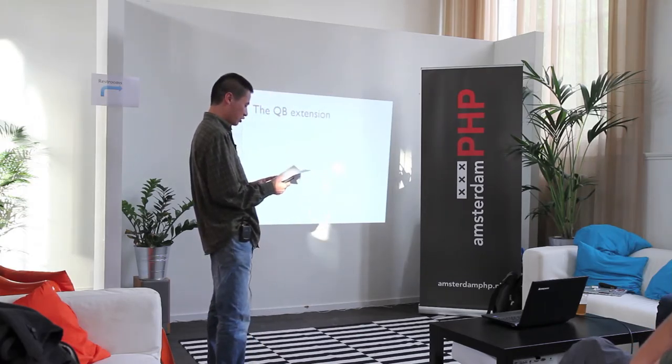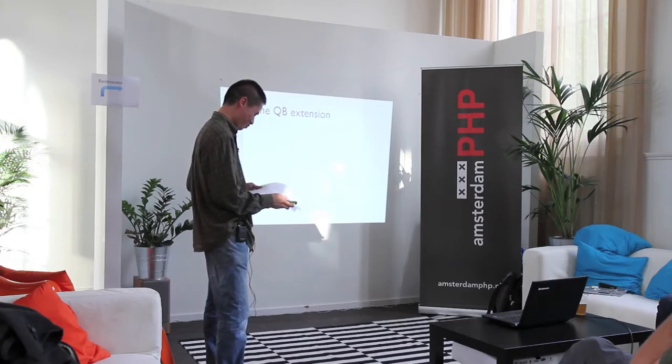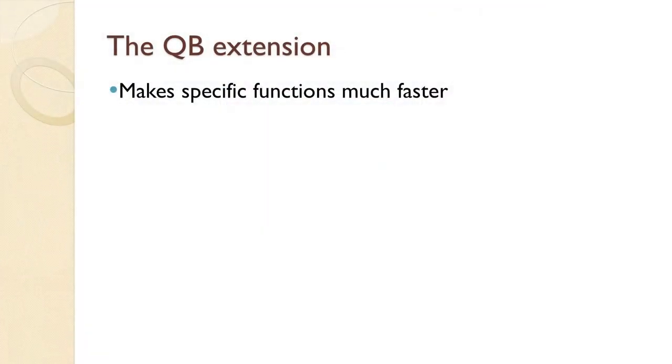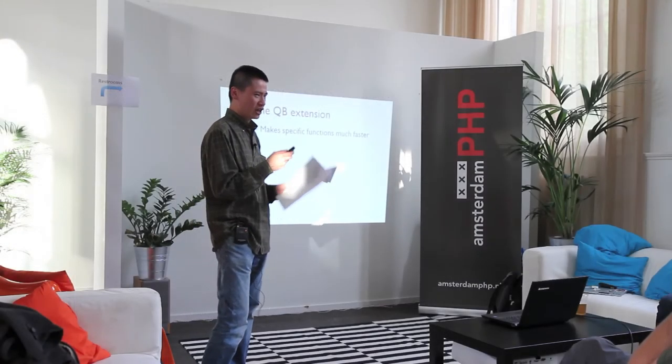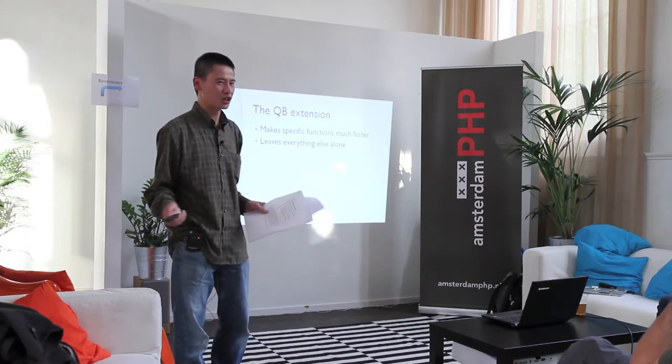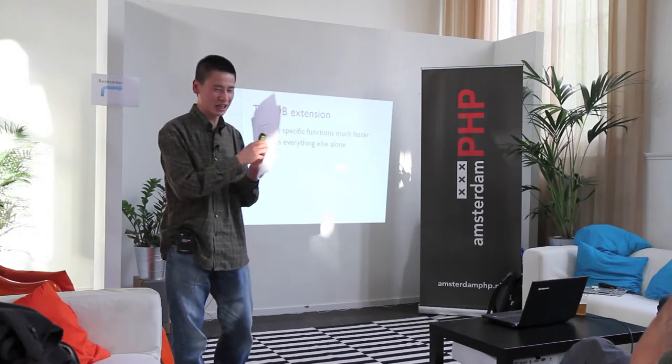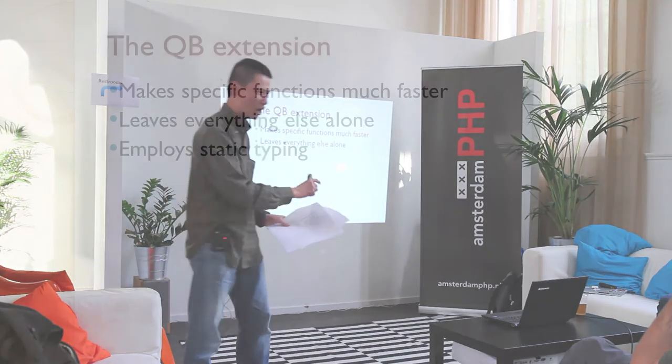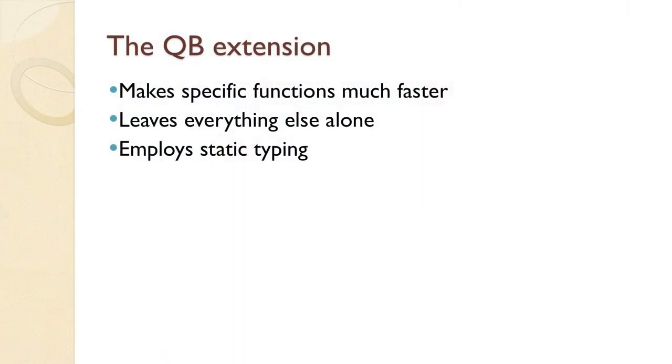And here's where QB comes in. It's a PHP extension that makes specific functions run a lot faster, or at least at reasonable speed. Everything else, it just leaves alone, so that you don't run into compatibility issues. It's not trying to accelerate everything. It's just that part of your application that needs to be faster. And the way it works is mainly by removing the dynamic nature of PHP.